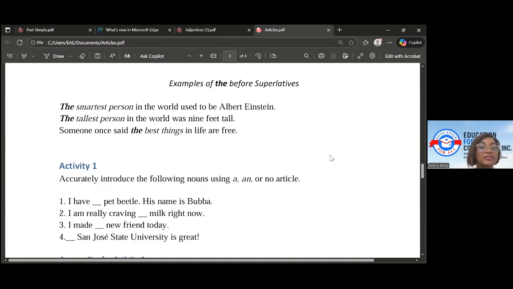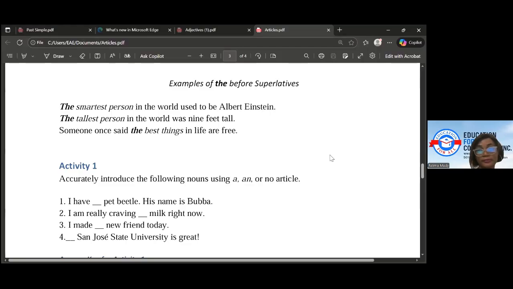So why is it no article? Because it's an uncountable noun. Great, that's great because it's uncountable. So it's milk. I am really craving milk. I am really craving pasta, pizza right now.